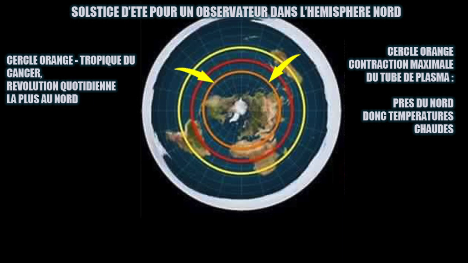The summer solstice from an observer in the northern hemisphere. Summer solstice, green line, Tropic of Cancer. Furthest north daily revolution of the focal point of light. Plasma tube, greatest limit of contraction. Closest to the north, hottest summer temps.